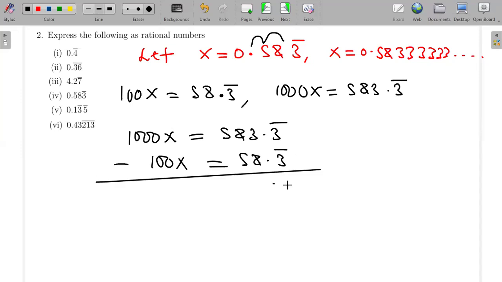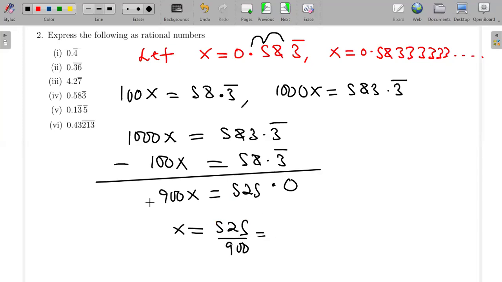So you see that after the point, I'm going to have 0. And then I have 583 minus 58, which will just give me 525.0. Then here, it's 1,000 minus 100. So that will give me 900x. So meaning x will just be equal to 525 divided by 900.